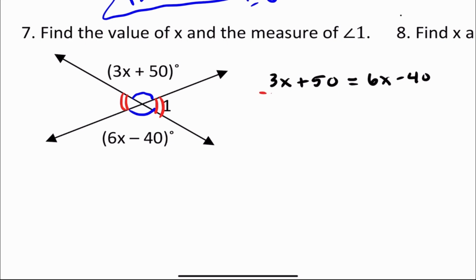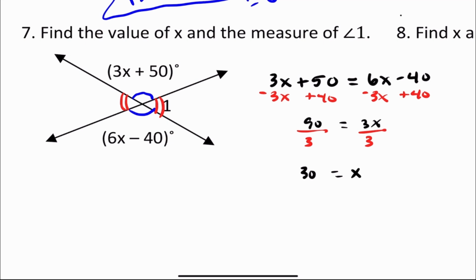All right, so I have to subtract 3x from both sides, and I'm going to add 40 to both sides. And what do I get? I get 90 equals 3x. Then I'm going to divide both sides by 3. I'm going to use a different color to divide here. So divide this side by 3 and that side by 3. 90 divided by 3 is just 30. And then 3x divided by 3 is just x. So x is 30. That's the first part. So I can go ahead and box that in. So I found the first part.